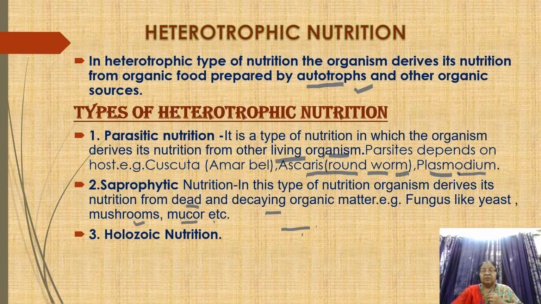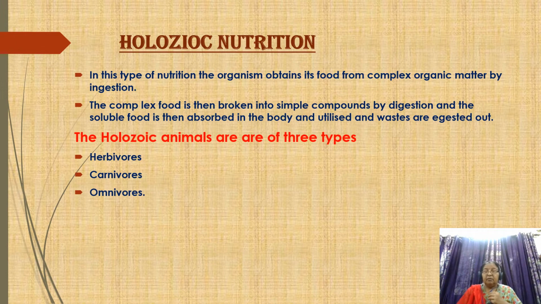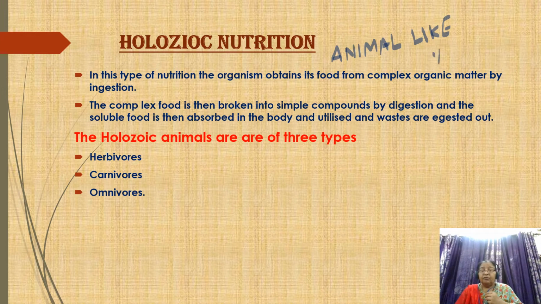Okay. Next is holozoic nutrition. Holozoic nutrition is a type of animal-like nutrition. Animals take their food, then it is digested, then the wastes are removed out of the body. This type of nutrition is holozoic nutrition. So we'll study it in detail.